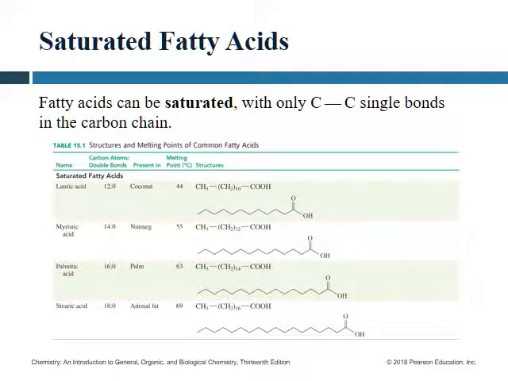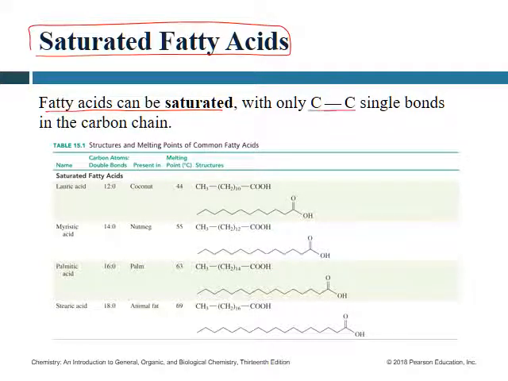Now let's talk about the saturated fatty acids first. We already know saturated fatty acids contain only carbon-carbon single bonds, no double bonds, right? There are a couple of examples: lauric acid, myristic acid, palmitic acid, and stearic acid. All these four fatty acids are saturated. If you look at the structures, you won't find any double bond. They are all single. And how many carbons do you have here? You will see 12:0.